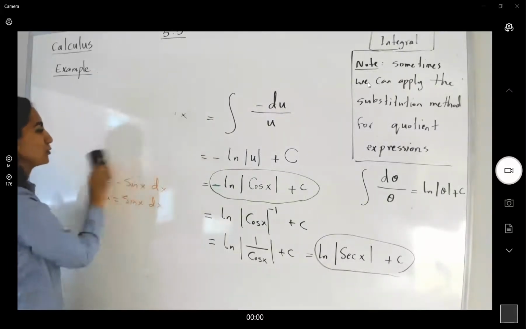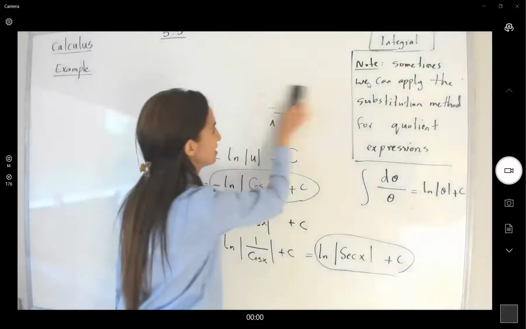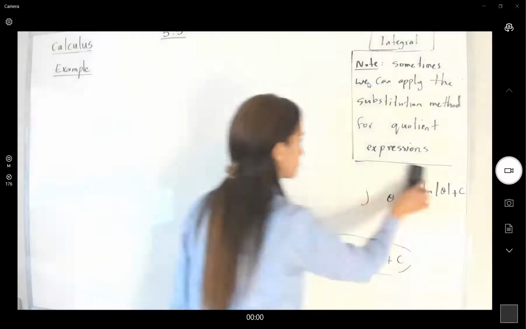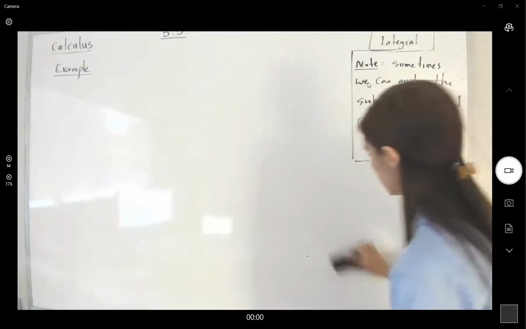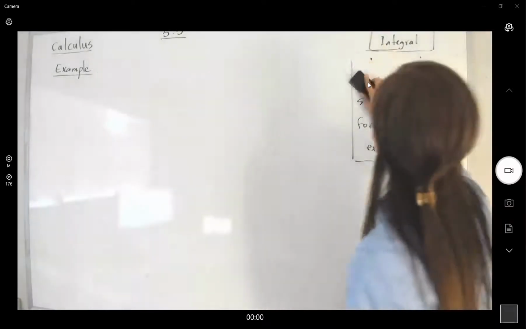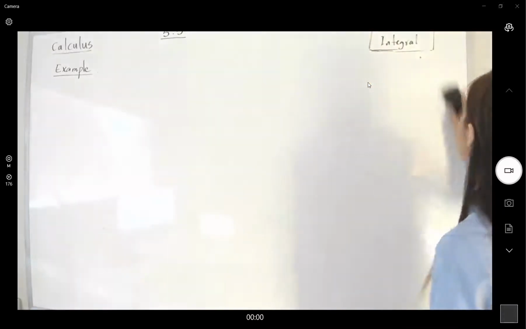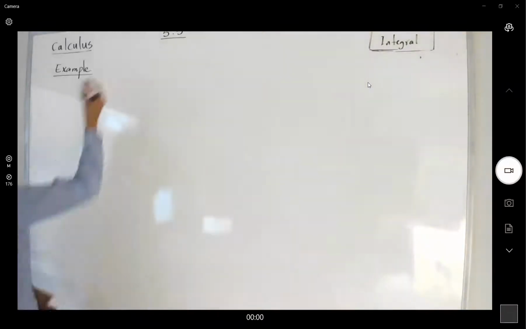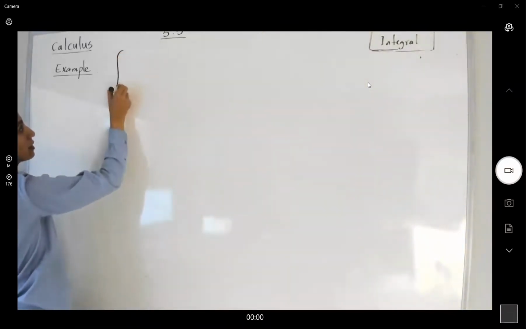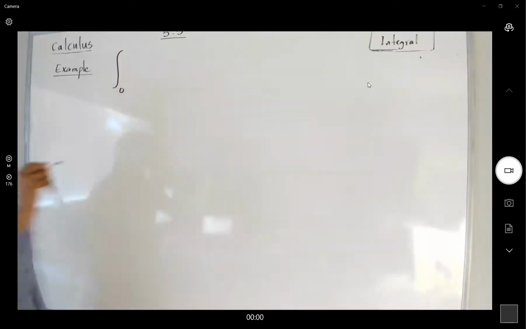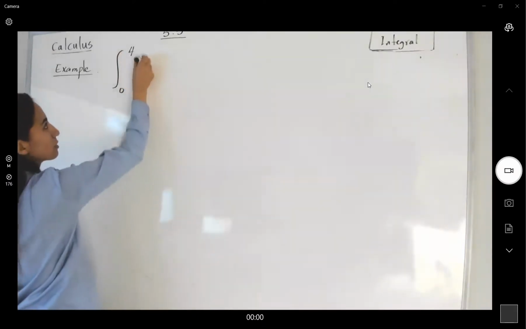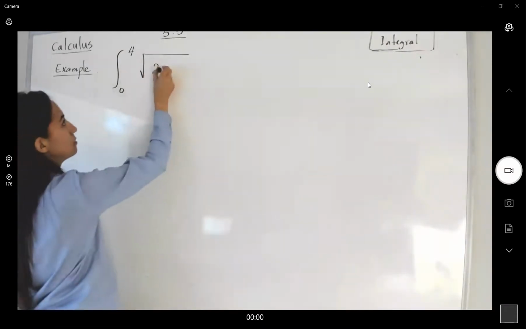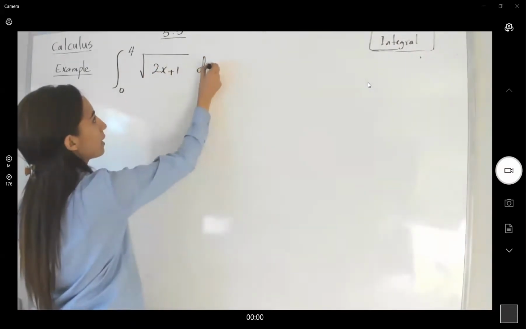Another example for you. Question says, evaluate this definite integral. The integral 0 to 4 of square root of, well, we have 2x plus 1 dx.